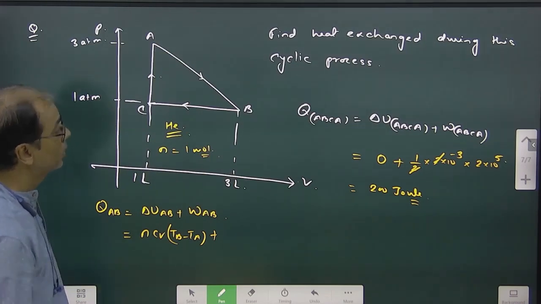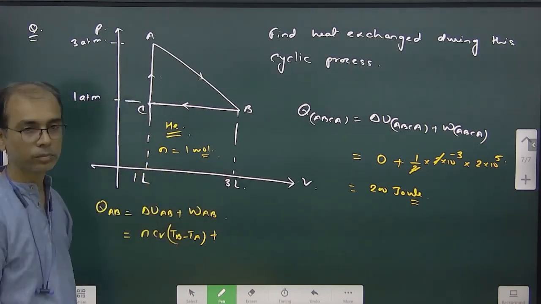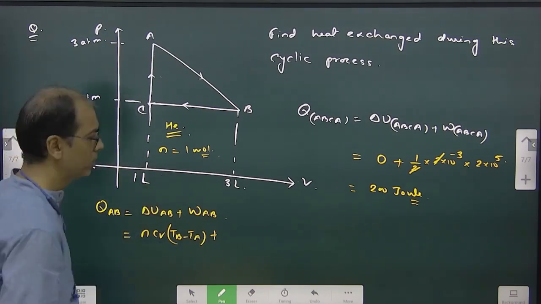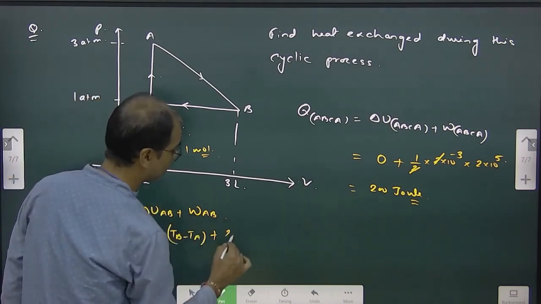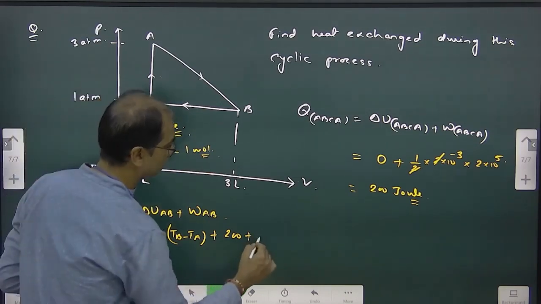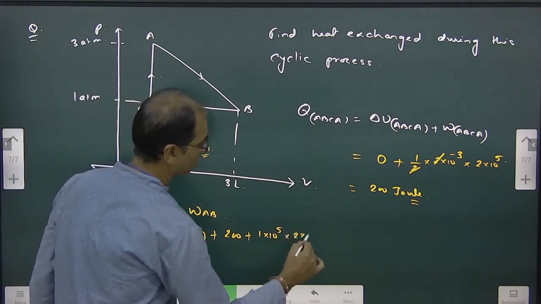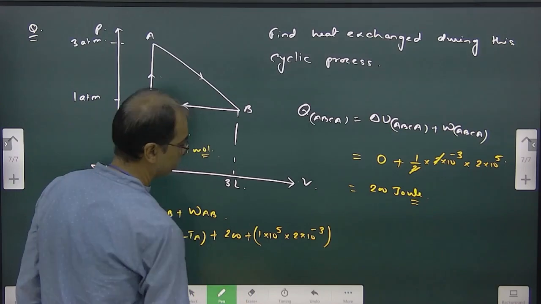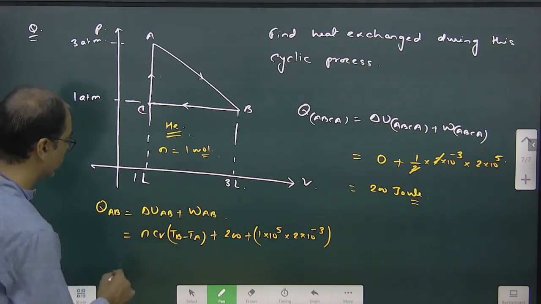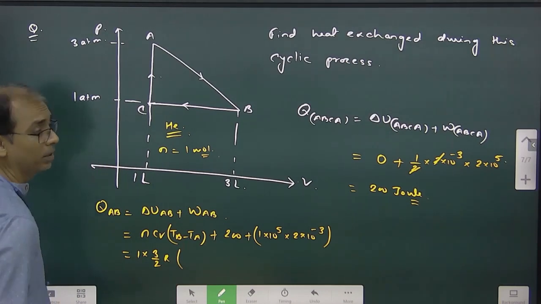Okay. So what it is? In this one, in the triangle already we found 200. Now only this I have to find. Right. So this one, 200 plus this area I'm writing. This area: 1 atmospheric, that means 1 into 10 to the power 5, and this is 2 liter, 2 into 10 to the power minus 3. Right? Okay. Now this one you see. 1 into 3 by 2 R, T B minus T A.